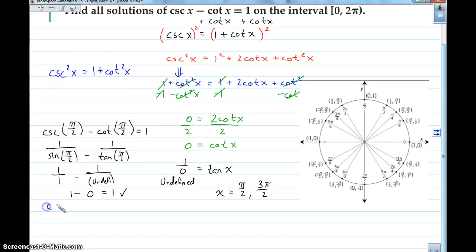If we try the cosecant of 3 pi over 2 minus the cotangent of 3 pi over 2, seeing if that equals 1. The cosecant of 3 pi over 2, sine would be negative 1. The reciprocal of negative 1 is negative 1. Minus the cotangent of 3 pi over 2, it's still undefined, so we still get 0 when we take the reciprocal of it. We get negative 1. That is not a solution. So we need to cancel out 3 pi over 2. It doesn't work. The only solution is pi over 2.